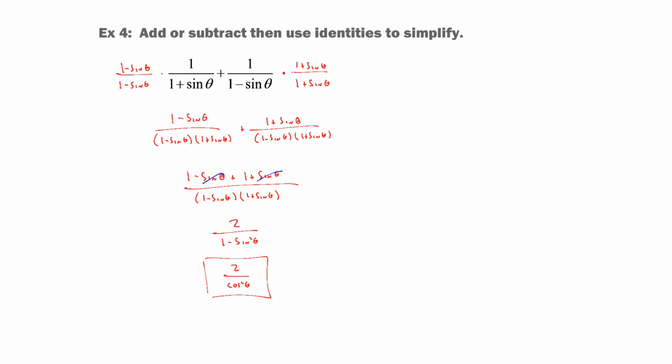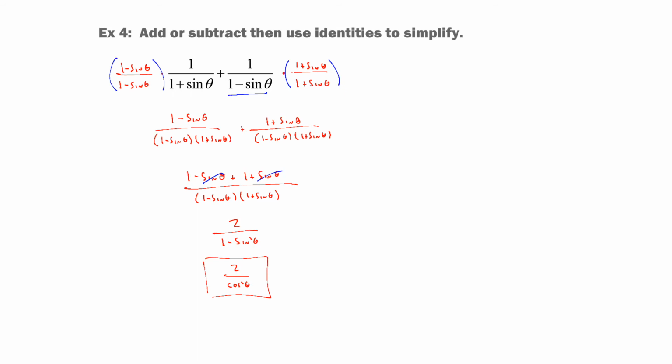Alright, you can see I found a common denominator. I needed to multiply the left side by 1 minus sine of theta on top and bottom, because that was the part that was missing from the second expression. And then the right-hand side of the sum, I multiplied by 1 plus sine of theta. So I created the common denominator of 1 minus sine of theta and 1 plus sine of theta.